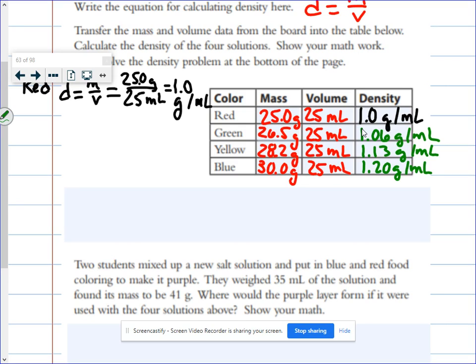All right. Now, as we probably predicted, the whole time that we've been talking about density and why the layers layer the way that they do, we've been saying that the blue one is the most dense because it's on the bottom. Well, we've mathematically proven now that it is. 1.2 is bigger than all of these. And so they'll all layer this way because they layer on top of each other based on density.